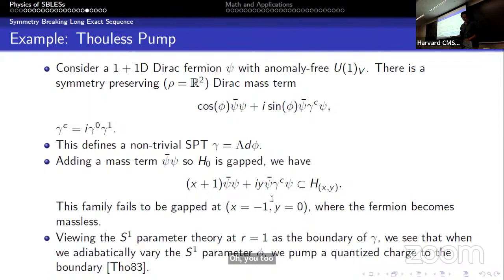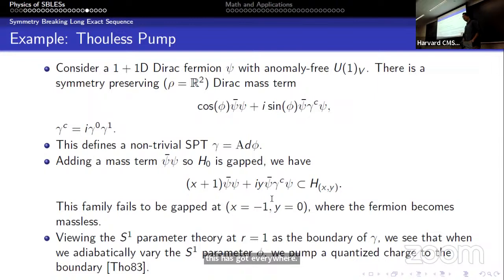You say this defines a non-trivial SPT and gamma is defined. Sorry, what's this A? A is the one-form for U(1), and d phi is the angle. This is what you will write down if I think about the process. It's kind of like a WZW term, a topological term. And this is a gapped SPT? Yes, it's gapped everywhere, but I cannot extend it over the origin.